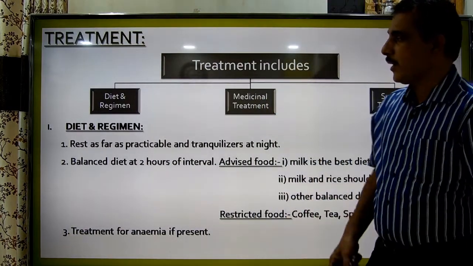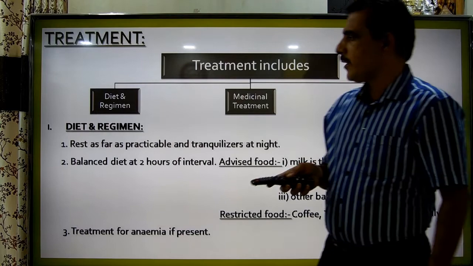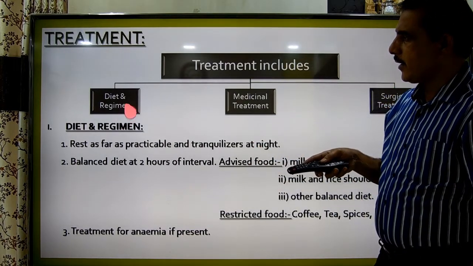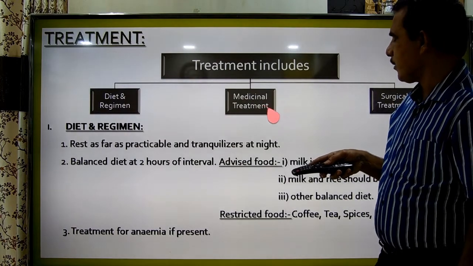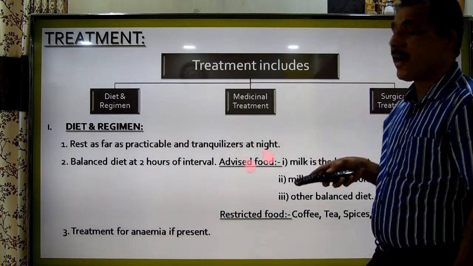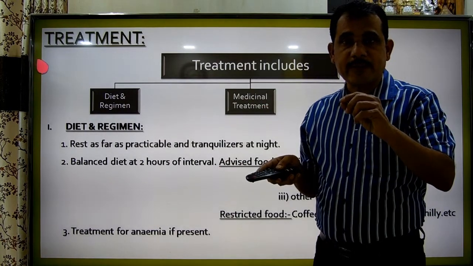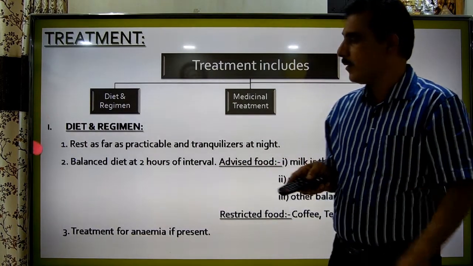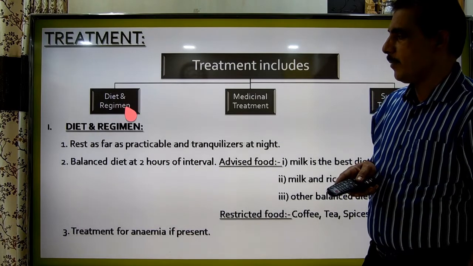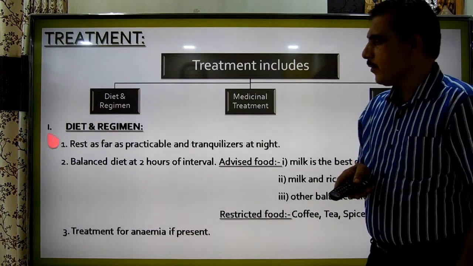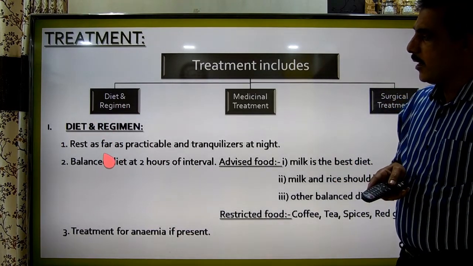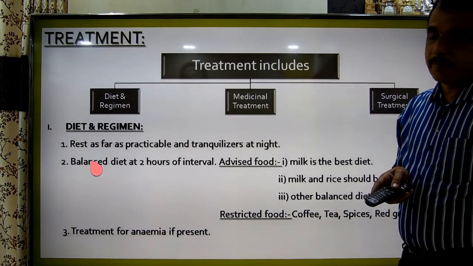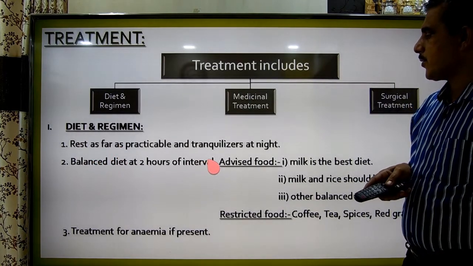The treatment of peptic ulcer includes first diet and regimen, second medicinal treatment, and third surgical treatment. Here I have divided it into three parts for the convenience of study. The first is diet and regimen. In diet and regimen, first, rest as far as practicable, and tranquilizers at the night.